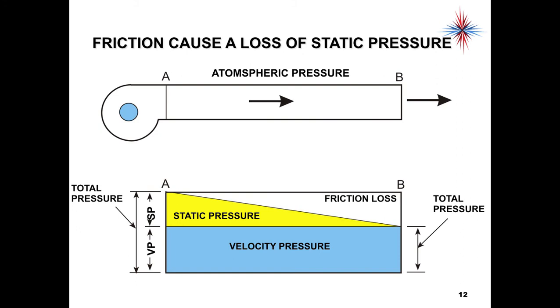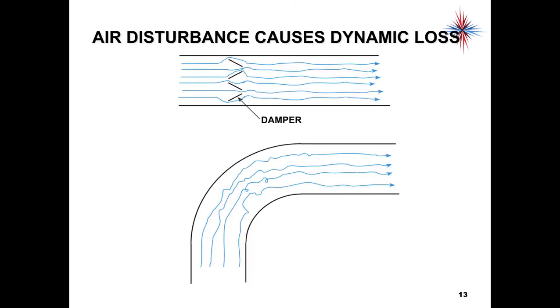Okay, let's move on. Air disturbances cause dynamic loss. So anytime there's a damper, anytime there's a bend in ductwork, you'll see the blue arrows on this slide is airflow. Anytime we have something that disturbs the straight line flow of air, air likes moving in a straight line. If you don't have air moving in a straight line and don't help it maintain a straight line, you will have what we call a dynamic loss. Anytime the airflow has to move around things, there is loss.